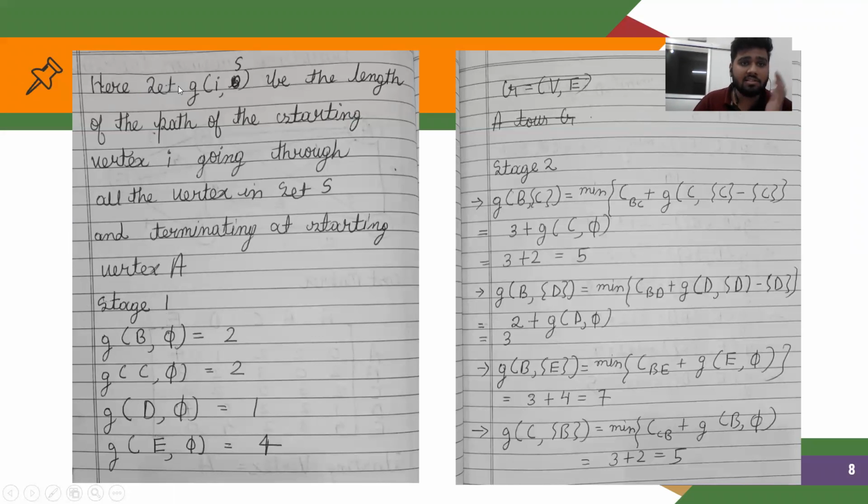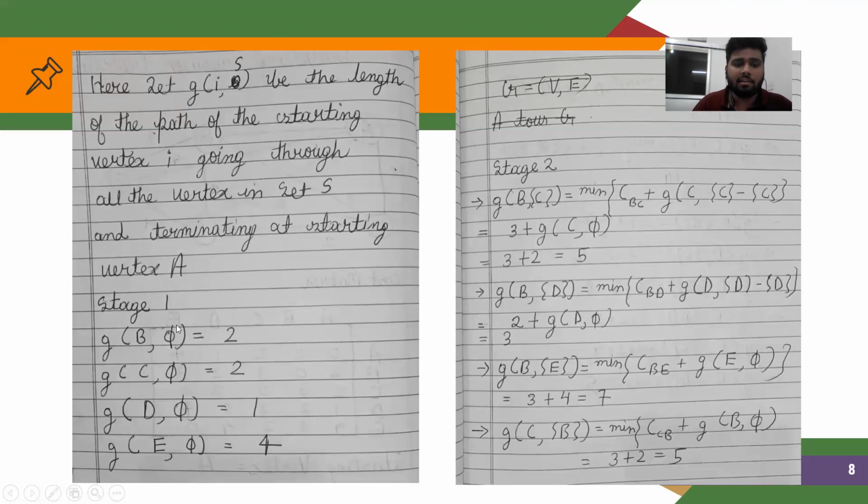We can compare this G of B comma phi to G of I comma S, and you can understand why I am referring to this. It means that G of B comma phi is the length of the path starting from vertex B, going through all the vertices in set phi and terminating at vertex A. Phi means nothing; this is a null set, as we all know. So this means B comma A.